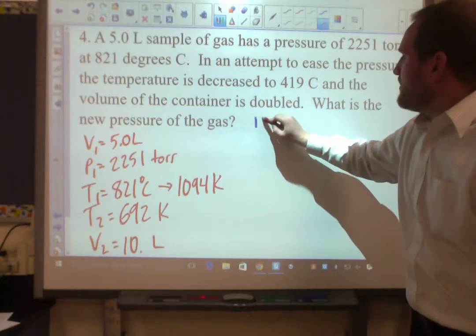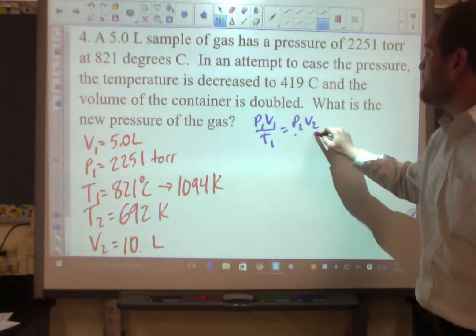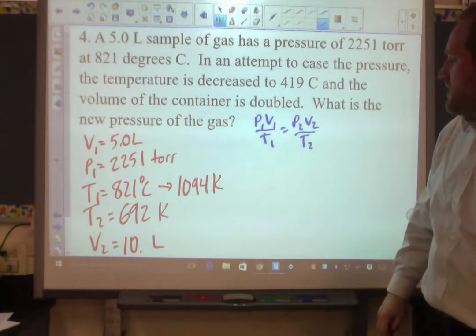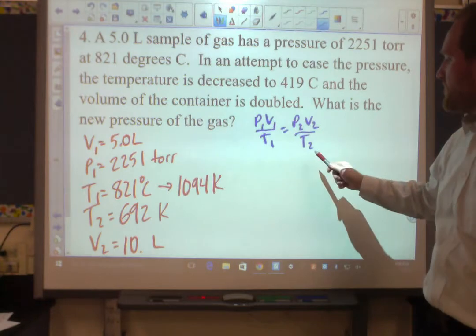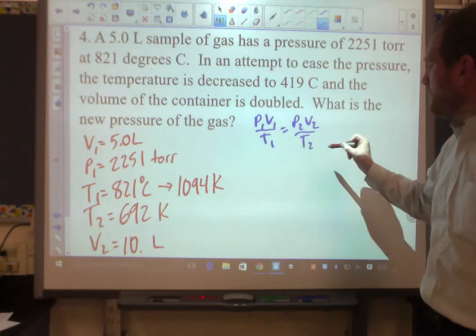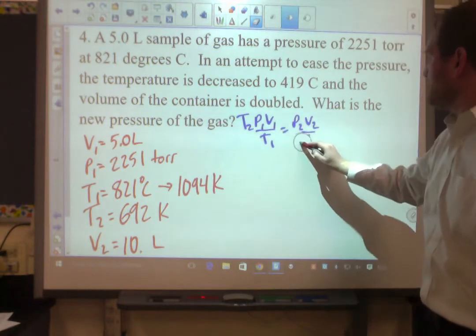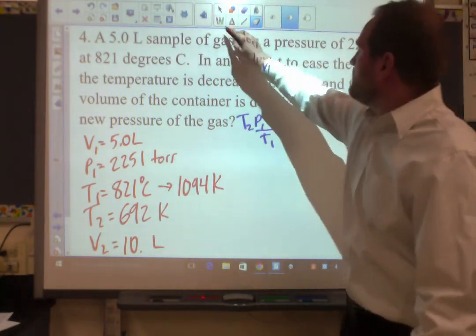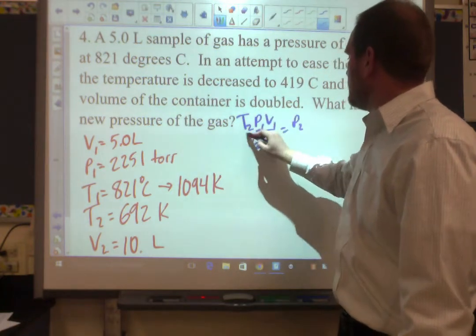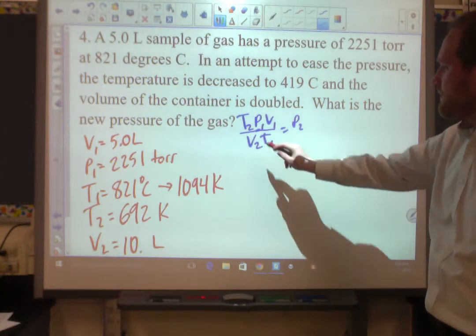So P1 V1 over T1 equals P2 V2 over T2. What are we looking for? P2, the new pressure. So multiply both sides by T2. T2 is going to reappear up here and disappear from here. Now again, we want P2 by itself, so divide both sides by V2. And there's our formula.